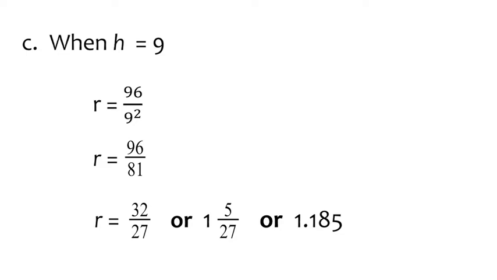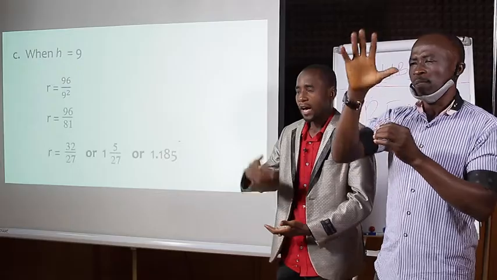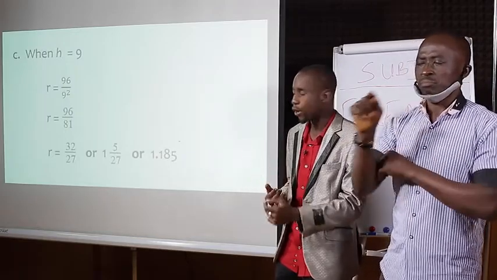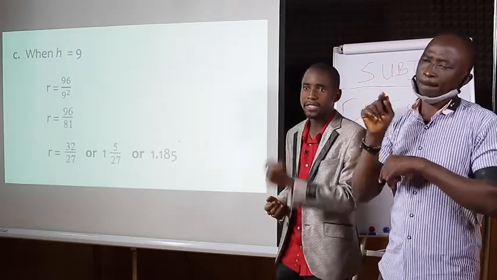9 squared is 81. That is 9 times 9, which is 81. Then we have r equals 96 over 81. And this can be further simplified to 32 over 27, or one whole number, 5 over 27. However, it can be expressed in decimals as 1.185.